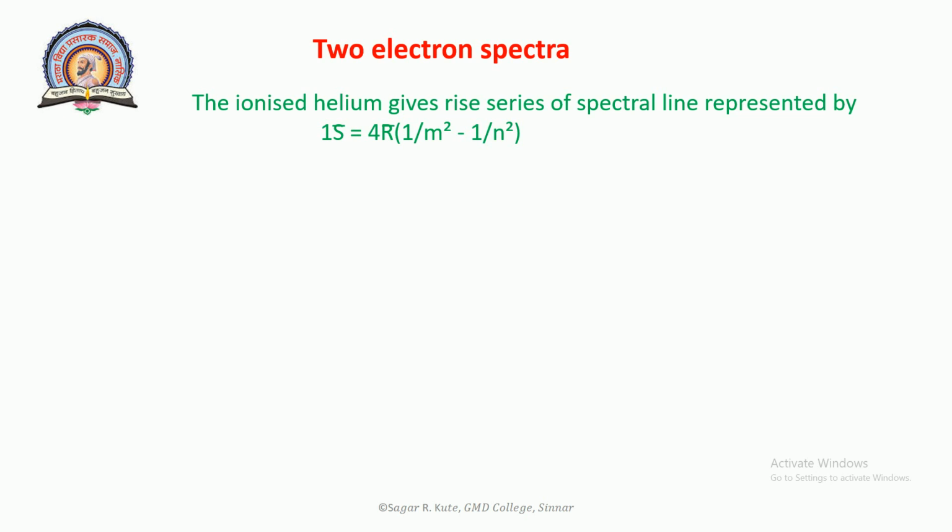The lines of the Lyman series lie in the ultraviolet region. These two series are given by n is equal to 2 and m is equal to 3, 4, 5 up to infinity, and n is equal to 1. Now this will be the two electron spectra.